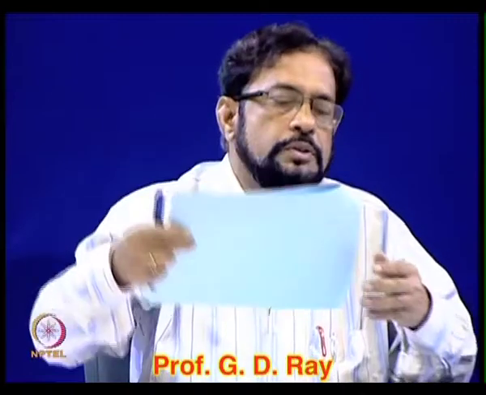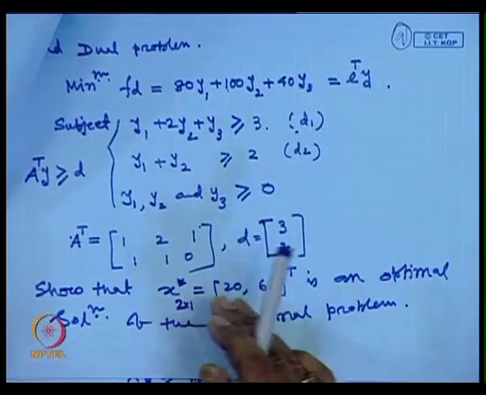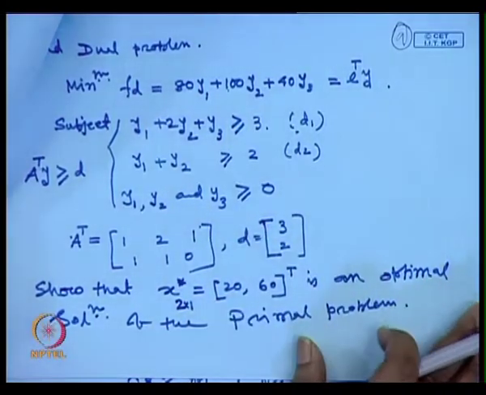Last class we have considered the primal problem that is given. Let us assume that its solution is given: x star, x1 is 20, x2 is 60. We want to use the theorems we have studied to find the dual solution directly from the primal solution.